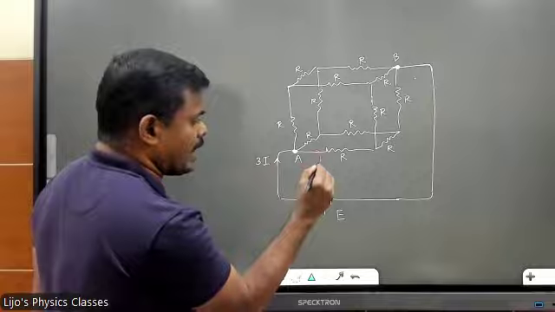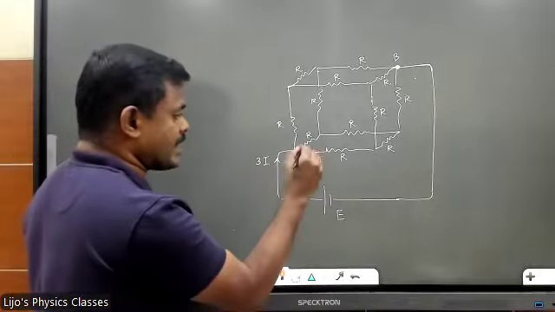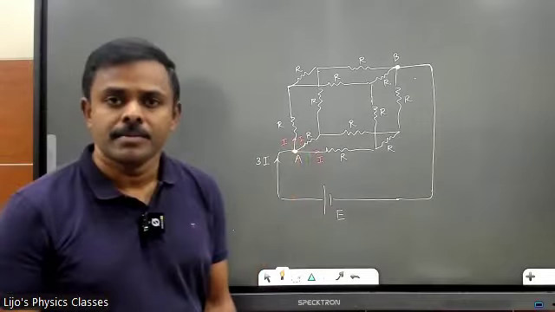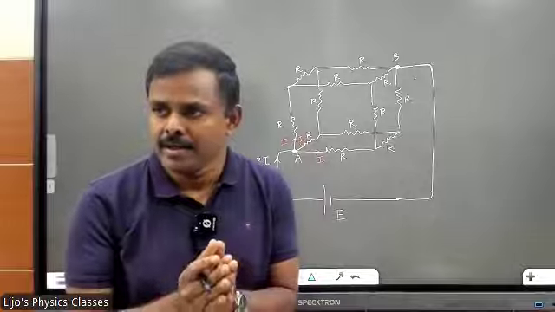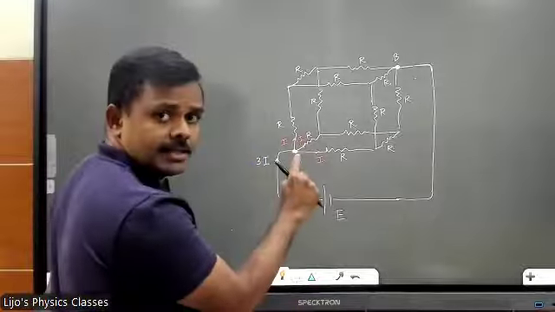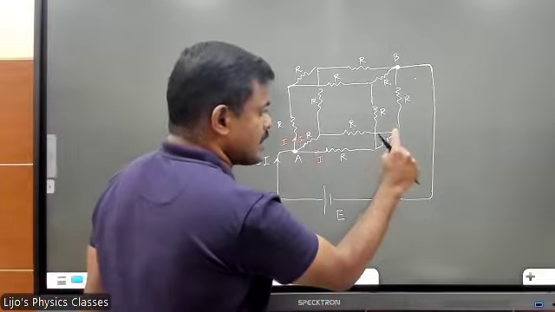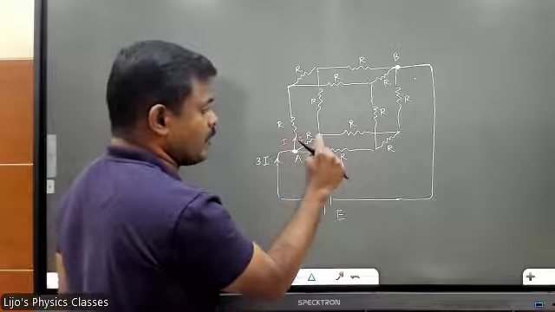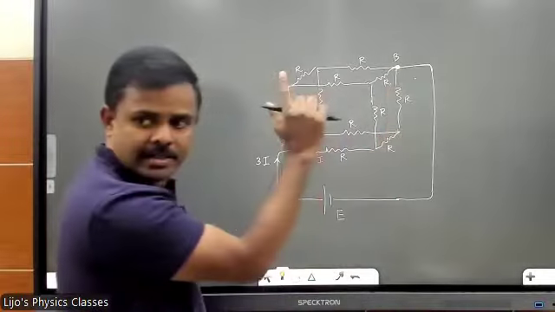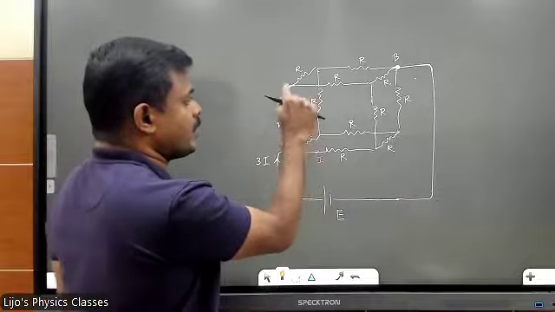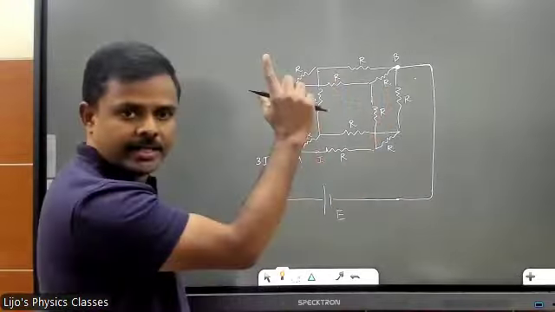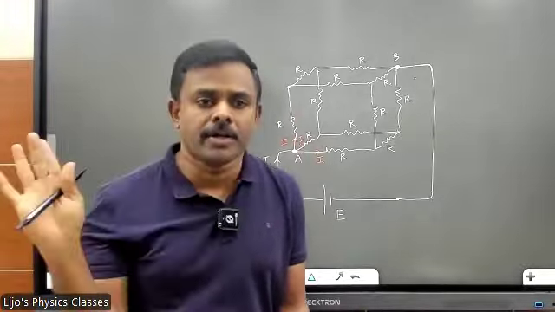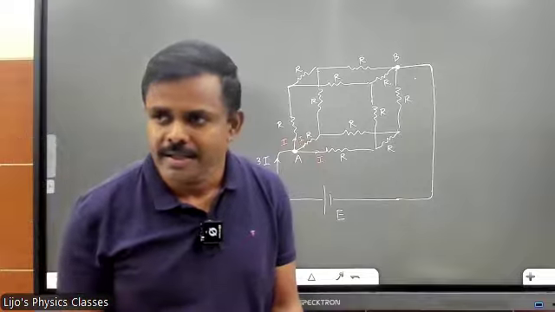One current is I, the second current is also I, the third current is also I. Why are the currents the same? Because the circuit is symmetric. If you take this path, resistor number 1, resistor number 2, resistor number 3, you are at B. Whichever path you take, after the third resistor you will reach point B. That is called symmetry.